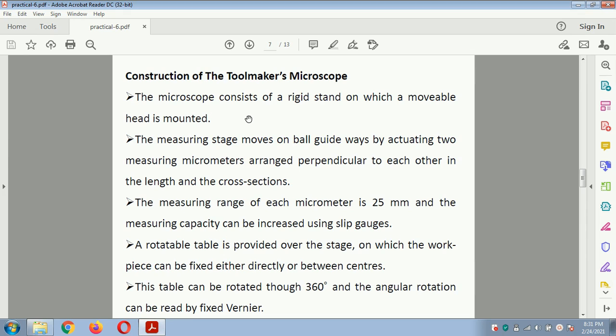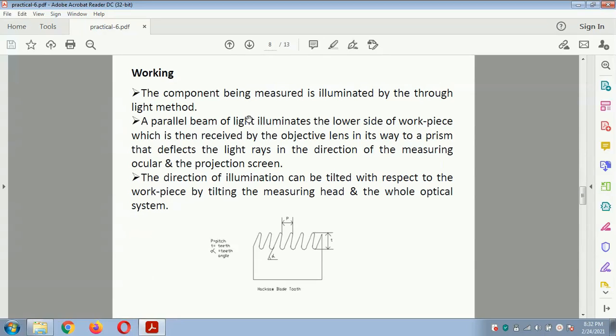The micrometer consists of a rigid stand. It measures along various guidelines perpendicular to each other. The measuring range of the micrometer is 25 millimeters. The rotating table is provided over the stage, on which the workpiece can be fixed. This table can be rotated through 360 degrees and the angular rotation can be read by the fixed vernier.